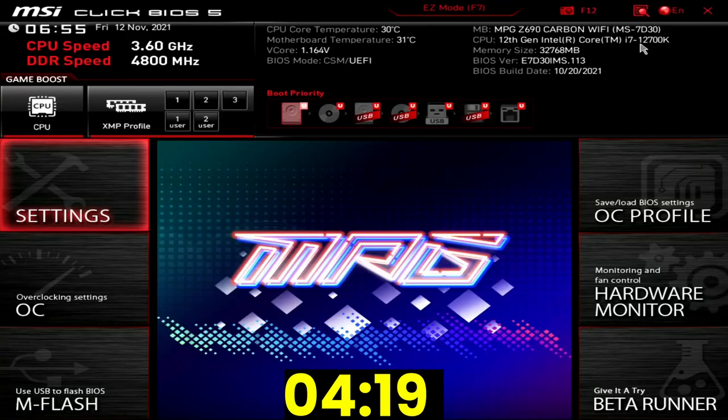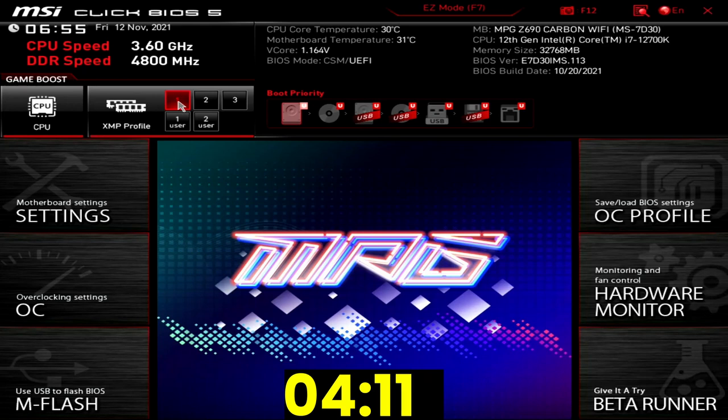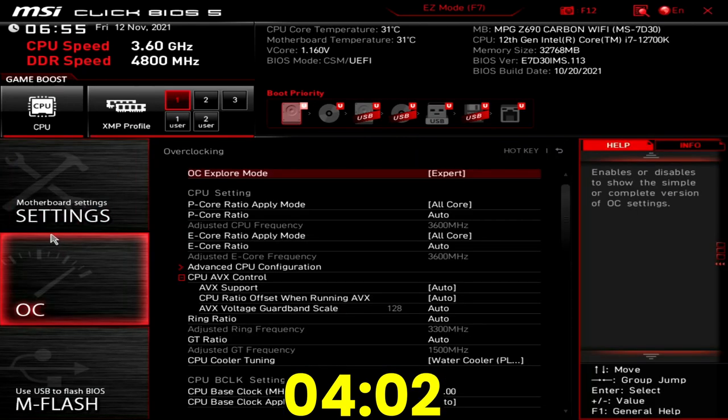When you've entered the BIOS, enter the Advanced mode. In Advanced mode, click XMP Profile 1. This enables the use of the Intel Extreme Memory Profile 3.0 technology and will make the DDR5 memory run at its rated speed of DDR5-6200. Then enter the overclocking settings menu.